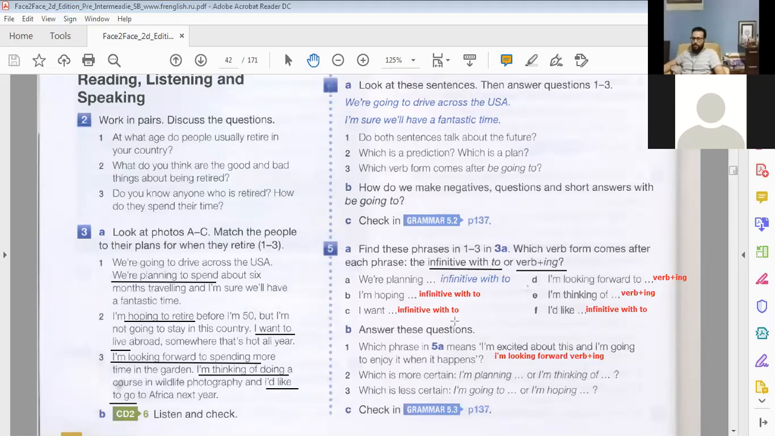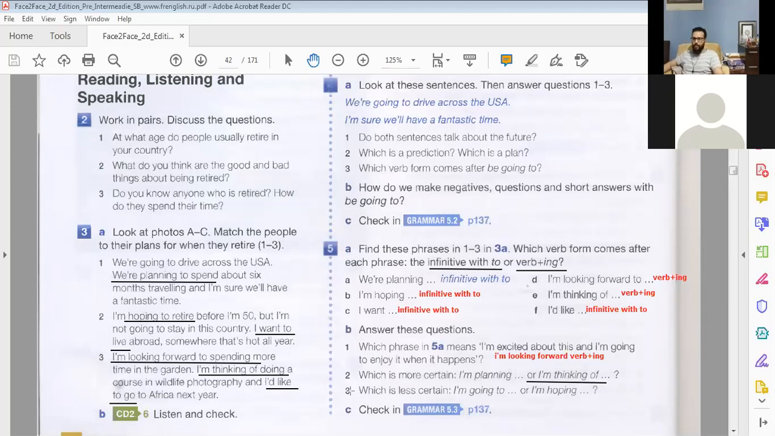So if you're more certain, should we say I'm planning to travel to Europe, or should you say I'm thinking of traveling to Europe? Which one sounds like a stronger plan or something that's more certain? What do you think? I'm thinking of. Does this sound more certain than I'm planning to travel to Europe? Yes, I'm thinking, yes. I'm going to choose your answer, but we can check it on page 137. But let's write your answer.